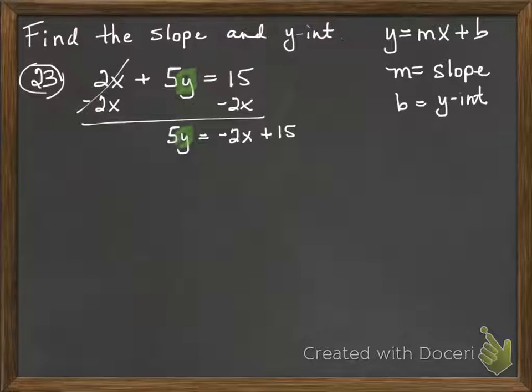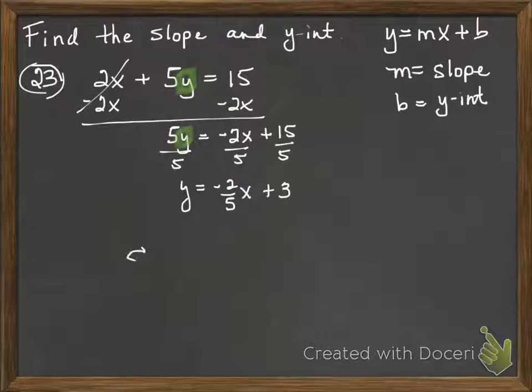So y is being multiplied times 5. So I want to divide everything by 5. So that's going to give me y is equal to negative 2/5 x plus 15 divided by 5, which is 3. So that puts my equation in slope-intercept form. It is solved for y.